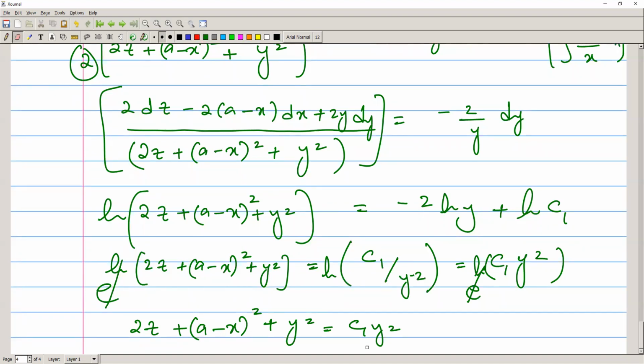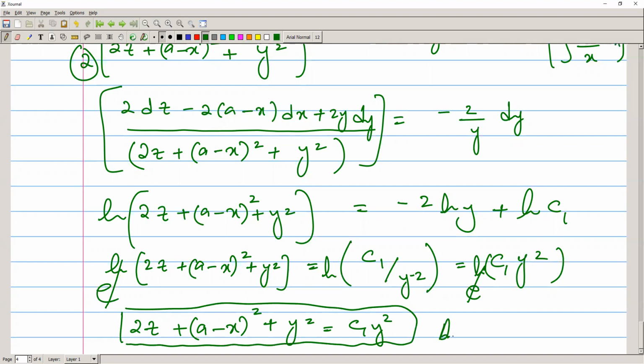So you can simplify it to find z in terms of x and y using one more step, and this is the answer. Or you can leave it like this also. So this is the final answer, and I hope you guys understood it's a difficult topic.